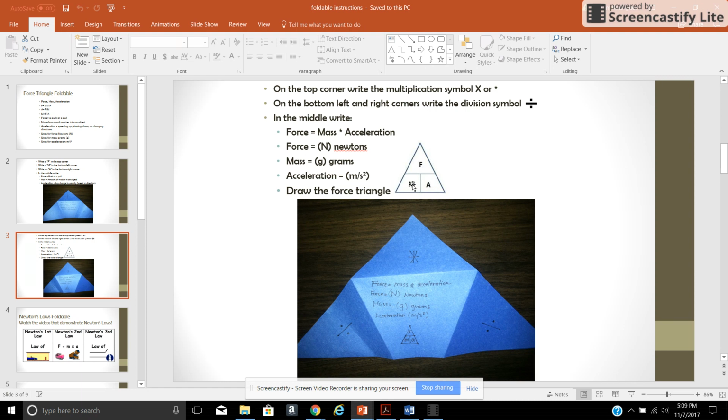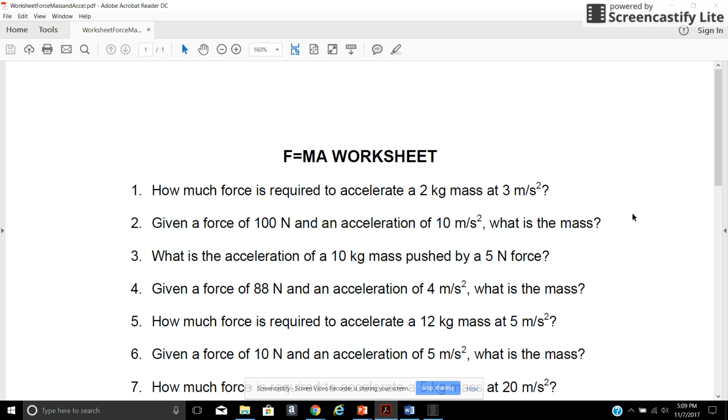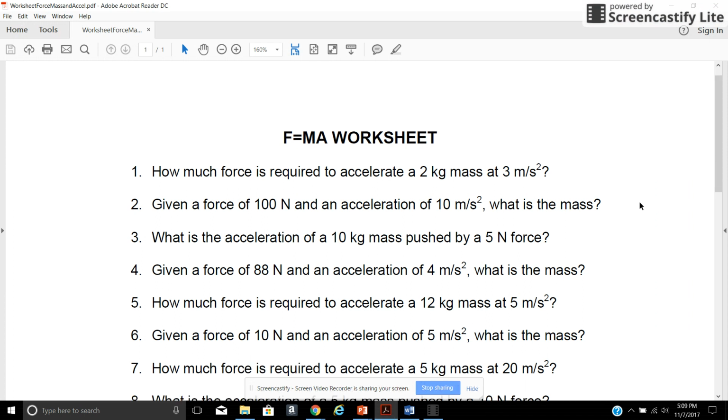If you're looking to find the mass of an object, you cover up the mass and it shows F over A. You divide force divided by acceleration. Okay, so it works the same way as your other foldable, but now we're just solving for something else. So you're going to make sure that your triangle foldable is done. And then the next thing you're going to do is move on to this worksheet. If you don't have one, please pause the video and make sure that your teacher gives you one.